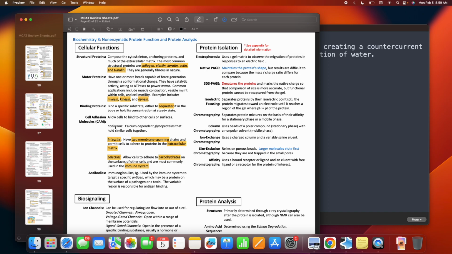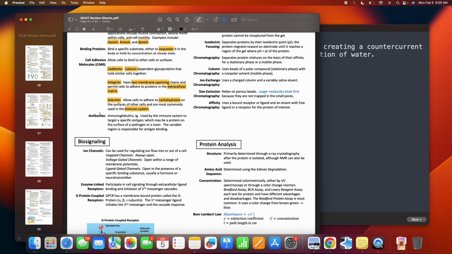And cadherins, calcium dependent glycoproteins that hold similar cells together. Then we have antibodies. We know them as Igs, used by the immune system to target a specific antigen, which may be a protein on the surface of a pathogen or a toxin. So the antigen is the protein on the pathogen, like bacteria, virus, or whatever. The variable region is responsible for antigen binding.